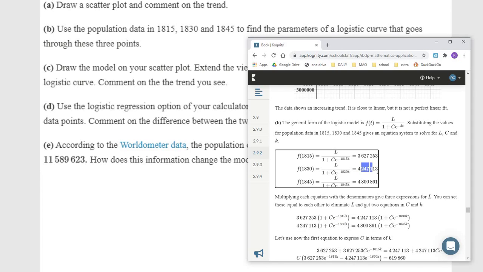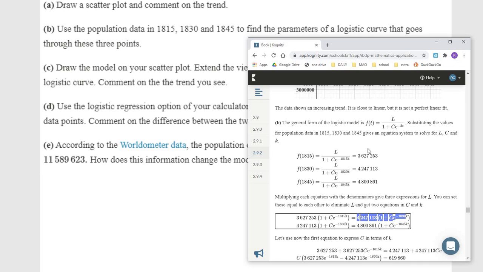They multiplied 247,113 times this, times this bottom one, and put it right here. So the top one equaled the middle one equals the bottom one. Okay, so that's how they got their two equations. So great, now we've got two equations and two variables, but this is not very pretty.